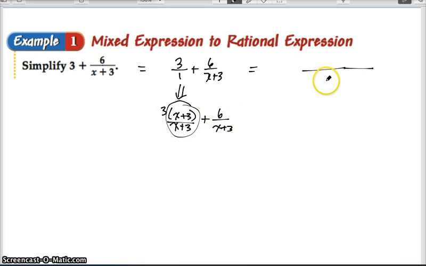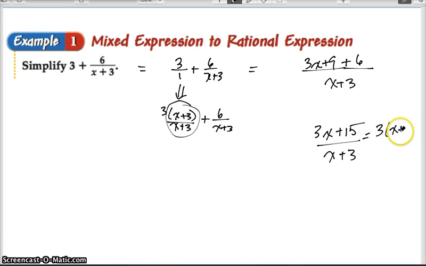Now that we've got a common denominator, x plus 3, my numerator is going to be 3x plus 9. You see what I did? I did a little distributive property, plus 6. And I'm going to join like terms together and hopefully be done with this. 9 plus 6 is 15. So I'm done. I could factor out the 3 just to see if I have anything that's going to cancel. I don't, but it's good practice to make sure we can see what factors we have when we're done. And that's it for this particular type of problem.